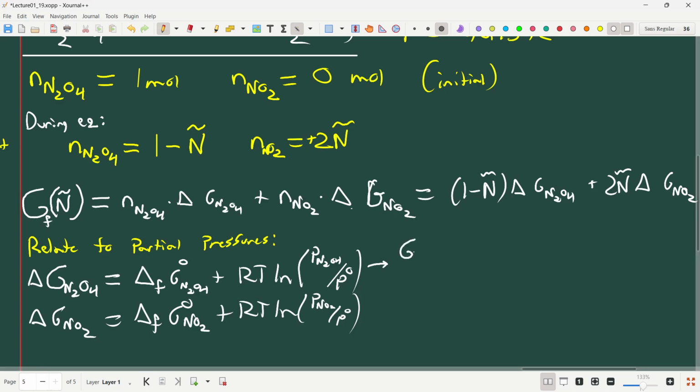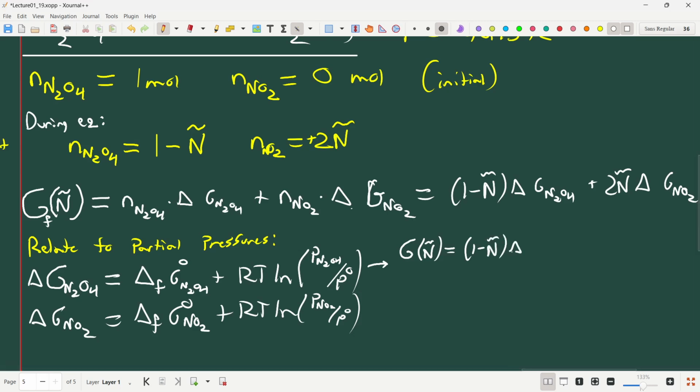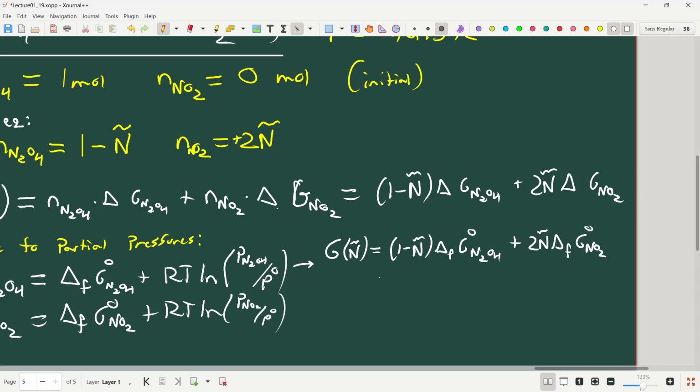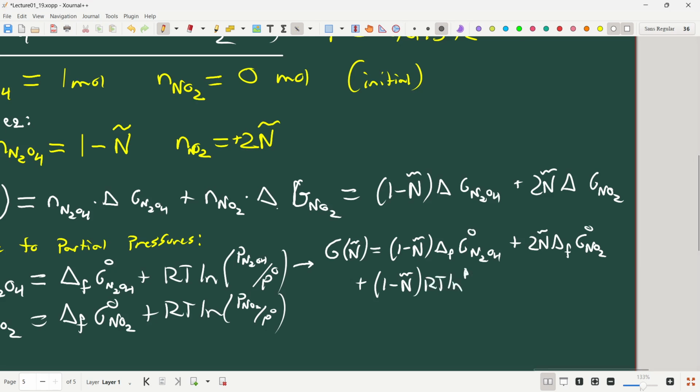So I have the Gibbs energy of the system at any point along the reaction ñ is going to be (1 minus ñ) times the Gibbs energy of formation of N2O4, plus 2ñ times the Gibbs energy of formation of NO2, plus (1 minus ñ) RT ln (P_N2O4 over P naught), plus 2ñ RT ln (P_NO2 over P naught).